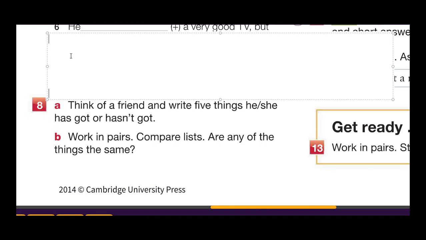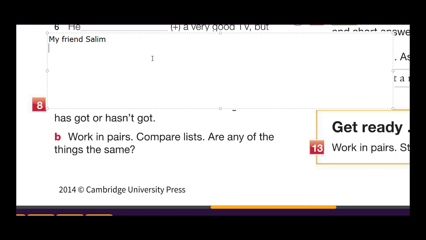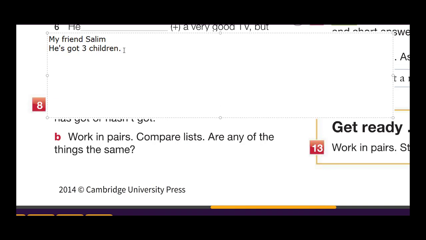Okay, so for example, my friend Salim. I say he has got 3 children, but I want to write it in a professional way, so I write it he's got. Okay, contraction, he's got. And for example, he hasn't got a car. Okay, so it's the same.